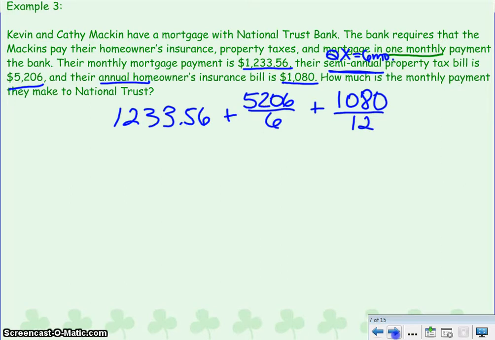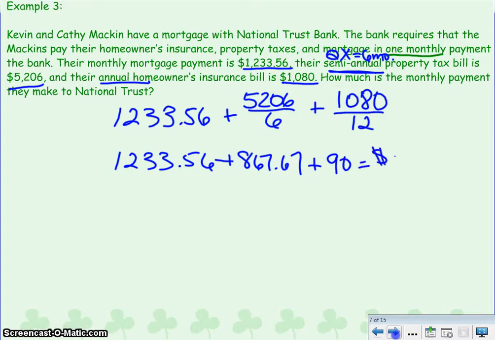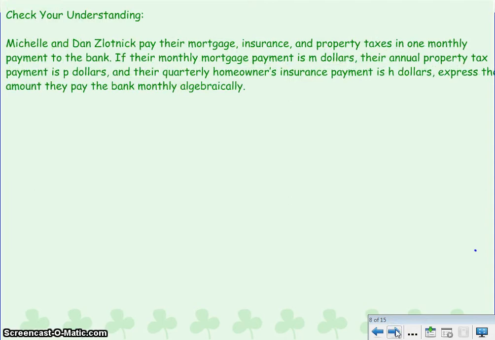When I do all these calculations, I end up with $1,233.56 plus $867.67 plus $90. So the total payment is $2,191.23. Go ahead, press pause, solve this, come back when you're ready to come back.